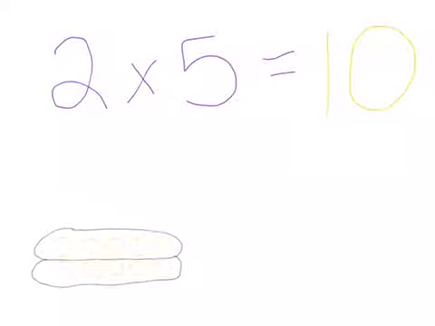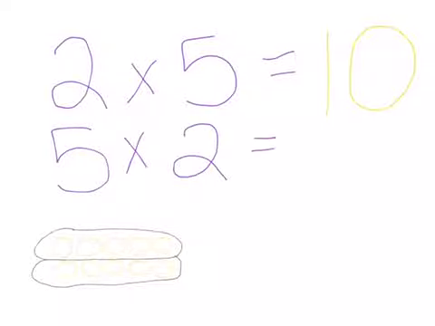We also learned in class this week about the commutative property of multiplication, which states that we can change the order of our factors, 5 and 2, and still get the same answer. I do want to point out, though, when you change the order of your factors, your array is going to look different. So this array represented here is 2 groups of 5. But I want to draw a 5 by 2 array, a 5 groups of 2 array. So that's going to look different.